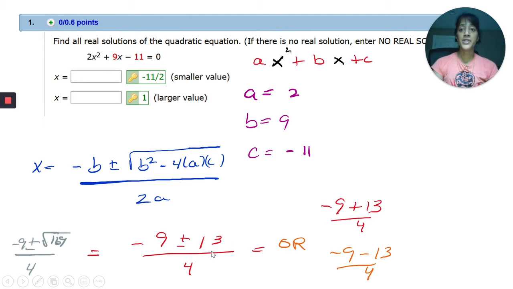What's happening here is you have a parabola that's crossing the x-axis. And if you have a parabola, it's going to cross the x-axis in two places. And so you have two answers. One of them is minus 9 plus 13 divided by 4, and the other one is minus 9 minus 13 divided by 4. And so if I simplify those, I get 1 and minus 11 over 2.